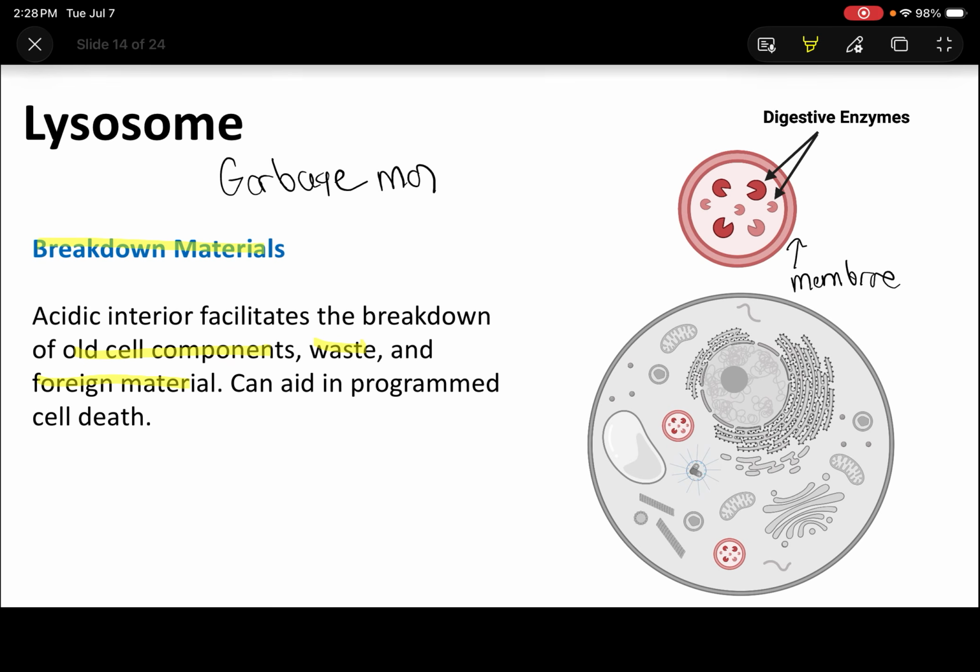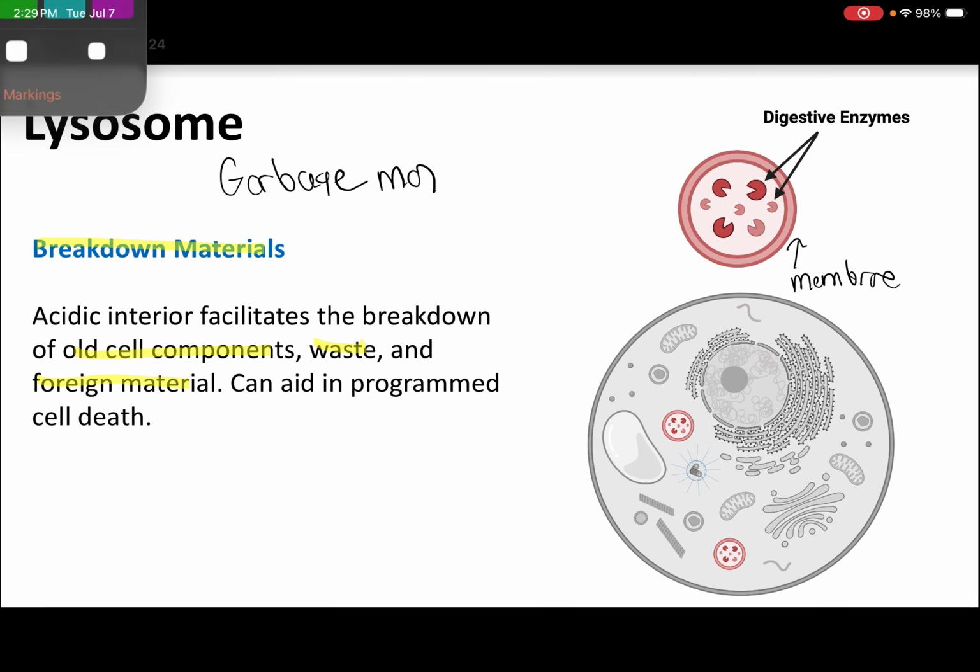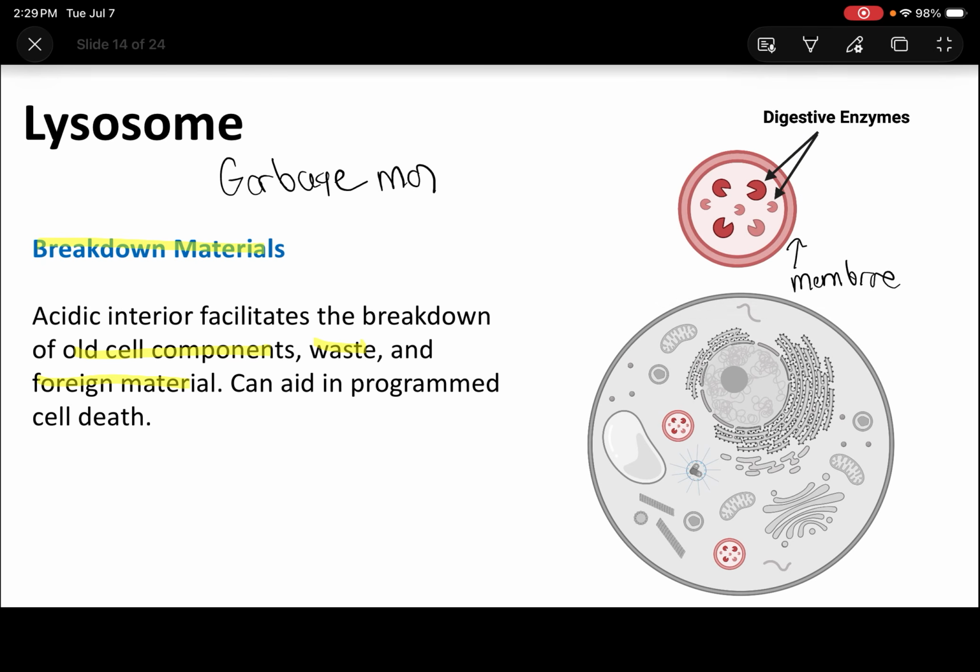And it can also help aid in what we call programmed cell death. So one of the things that cells are actually capable of doing is something called apoptosis, which is when a cell is super unhealthy, it can commit kind of this programmed cell death and get rid of itself before other cells become unhealthy. So lysosomes are our garbage man, our recycler. They take and break down old material or foreign material to keep the cell happy and healthy.